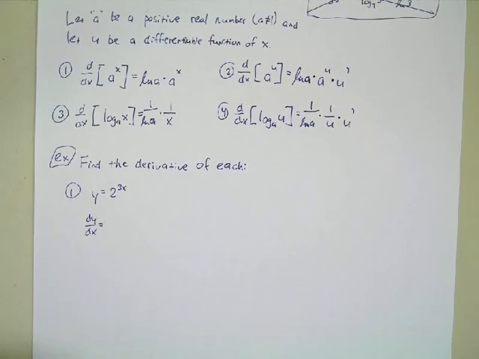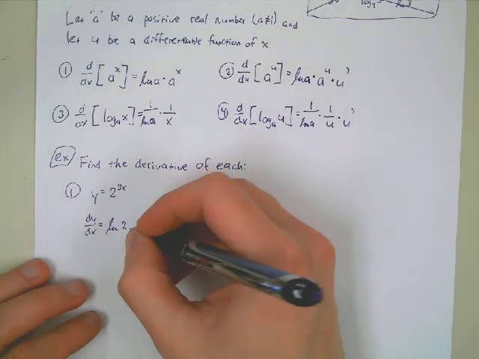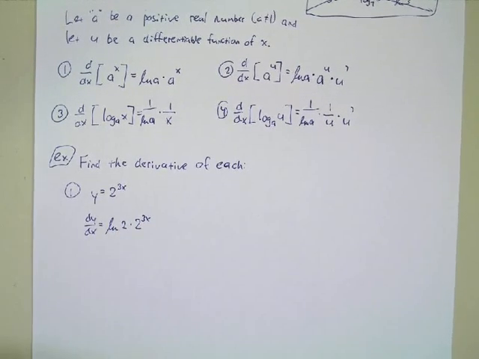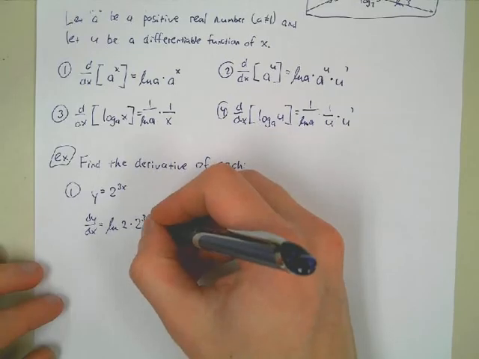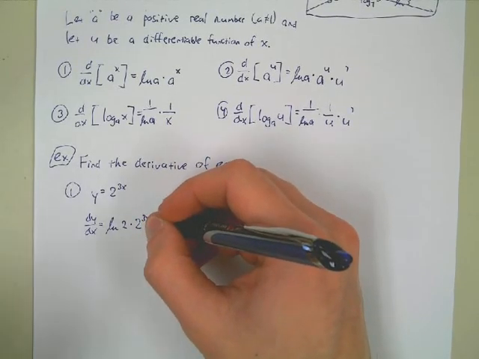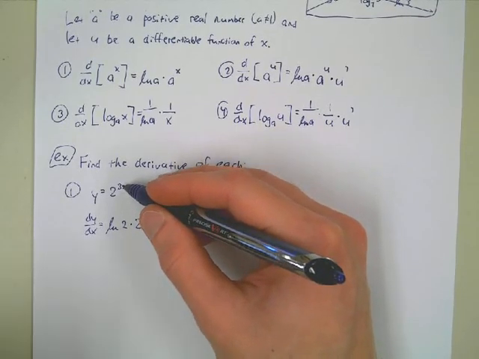Yeah, Austin, what are you saying? The natural log of 2 times 2 to the power of 3x. So, natural log of 2 times 2 to the 3x. Times 3. Yes, times 3, because we have something up in the exponent besides just plain old x, so we have to multiply by the derivative of what's inside, and the thing that's inside here is the thing in the exponent, so then times the 3.